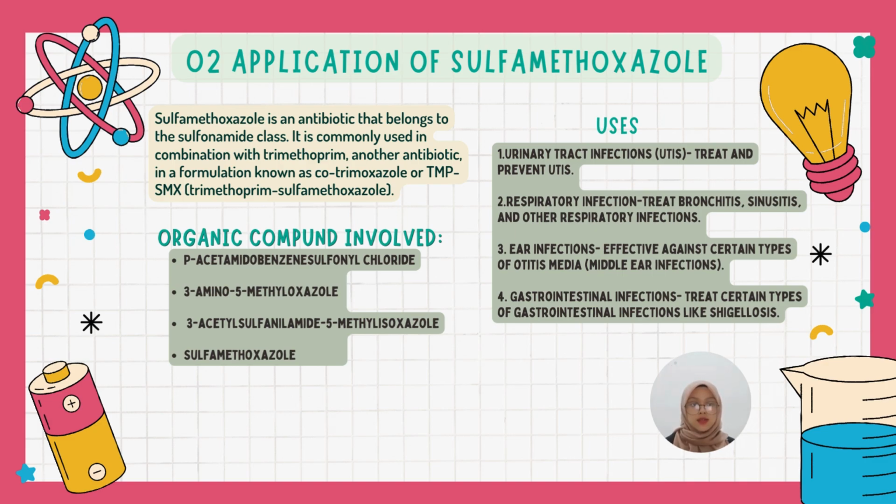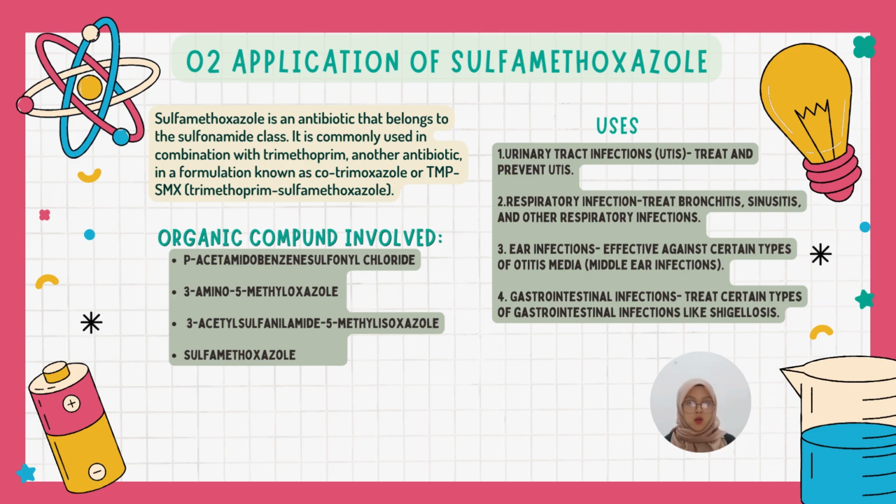Sulfamethoxazole is commonly prescribed to treat and prevent UTIs, which are urinary tract infections. Next, it can also be used to treat bronchitis, sinusitis, and other respiratory infections. Moreover, it is also effective against certain types of otitis media, middle ear infections. Last but not least, it can treat certain types of gastrointestinal infections like shigellosis.